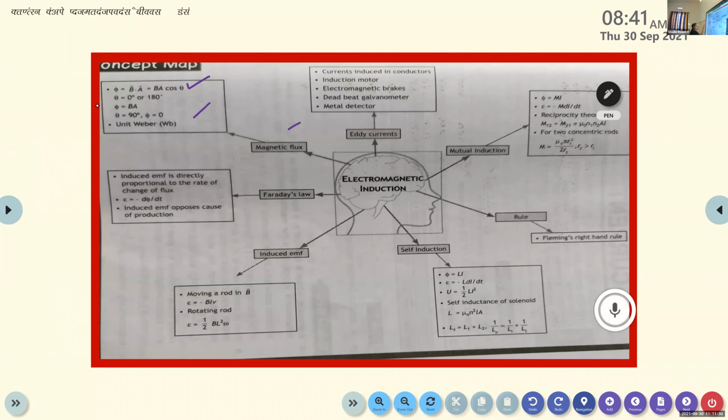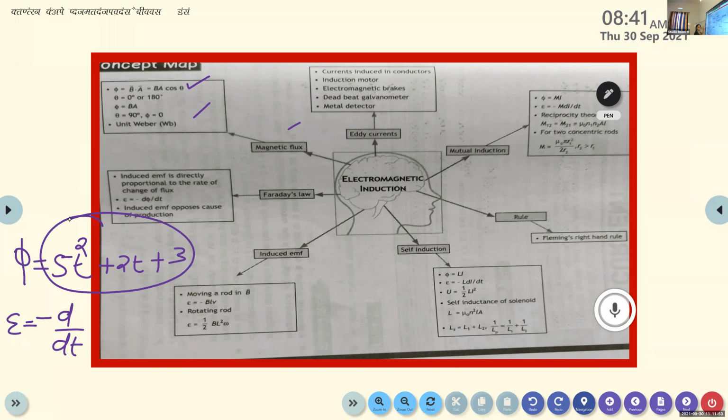Sometimes they give the value of phi in the form of phi is equal to 5t square plus 2t plus 3. Then how can we find the induced EMF? Induced EMF is equal to minus of d by dt of phi. That is, you need to take the derivative of this entire function. So E is equal to minus d by dt of 5t square plus 2t plus 3.